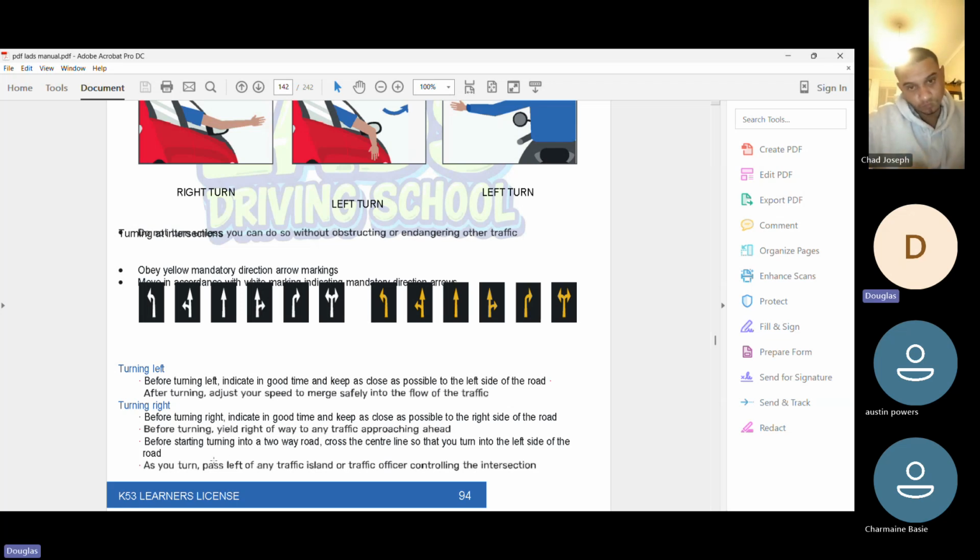As you turn, pass left of any traffic island or traffic officer controlling the intersection. So meaning if you are turning left, for example, you need to pass right of any traffic island or traffic officer controlling the traffic.